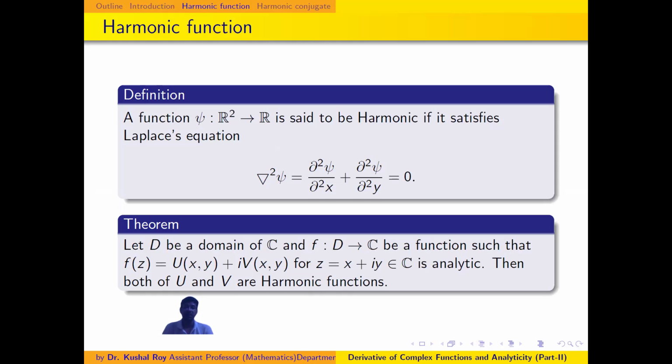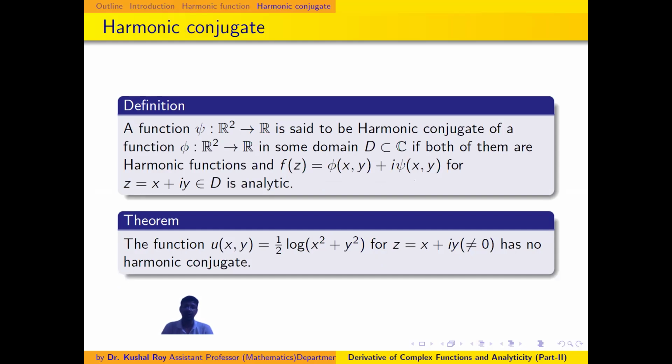So next theorem. Let D be a domain of C, that means it is an open connected subset of C, and let f from D to C be a function such that f(z) is equal to u plus iv, where u is a function of x comma y, v is another function of x comma y, that means u and v are two variable functions, where x and y are the real part and imaginary part of z. And let us consider f to be analytic, then both u and v are harmonic functions.